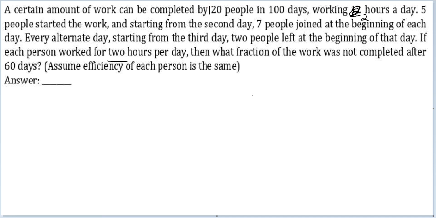So the total work that we're dealing with is 12,000 units. I don't need to care about hours per day, just the people now.